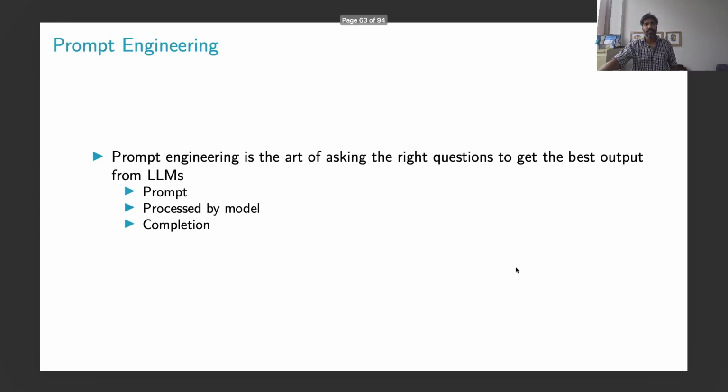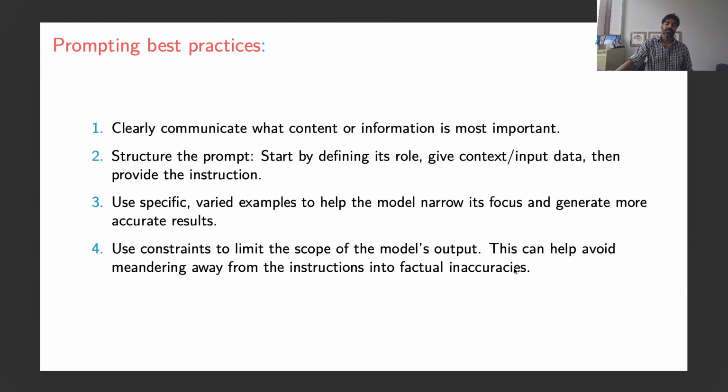So what are some prompting best practices? Well, I think a lot of the prompting best practices relate to the best practices when it comes to communication to others, and also science communication if you're in research as well. So some of the principles are really the same in terms of clarity of instruction. Clearly communicate what content or information is most important and have that at the forefront. Structuring the prompt, so starting by defining its role, giving context, input data, then providing the instruction, and we'll go through this in a moment.